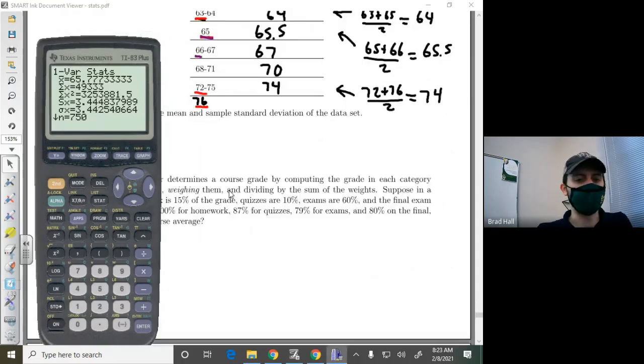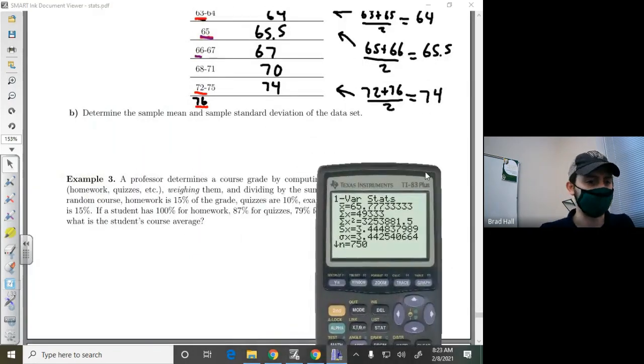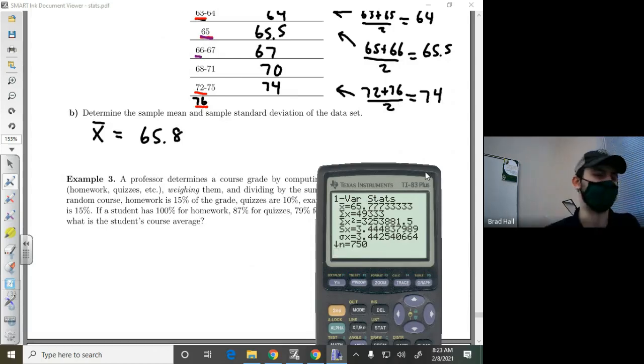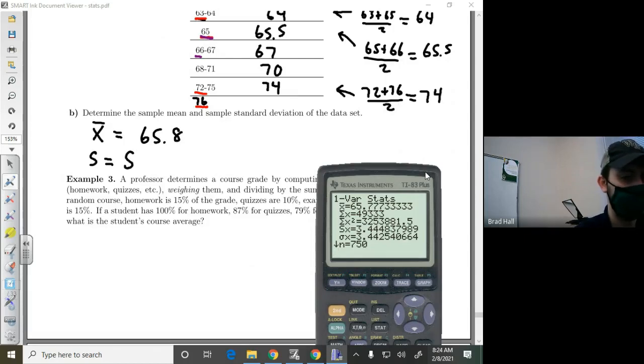So from here, all we need are the sample mean and the sample standard deviation. Again, we just read what the calculator tells us. Sample mean, call it 65.8, just around to 1 decimal place, doesn't really matter. And the sample standard deviation, we get 3.4.